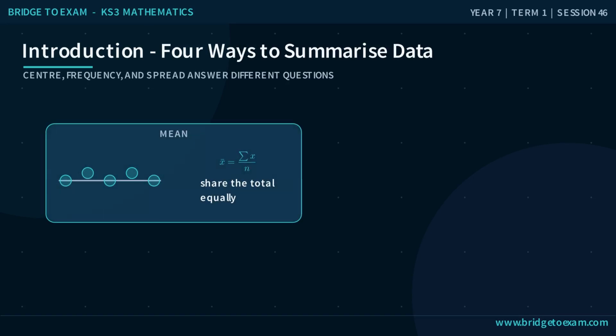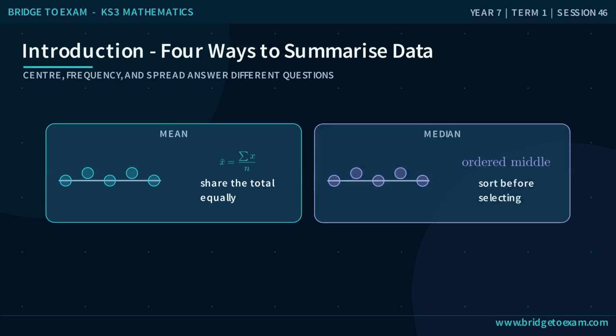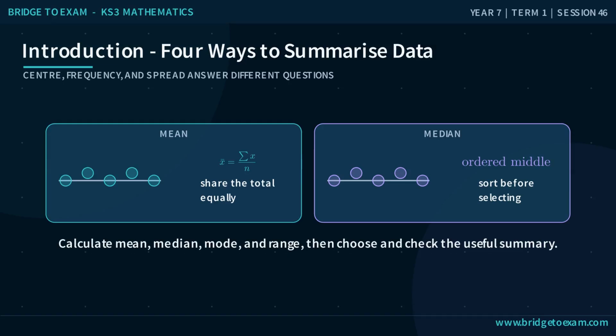Session 46. Averages. Mean, median, mode, and range. These measures turn a list of values into a useful summary. The mean balances all values, the median finds the middle, the mode finds what repeats, and the range measures spread. By the end, you'll calculate all four measures, choose the most useful one, and avoid common data mistakes.